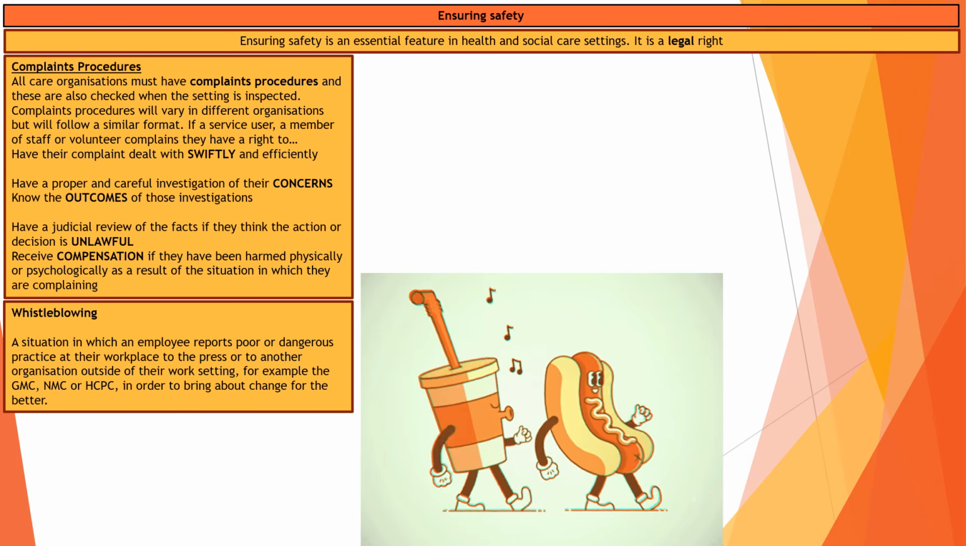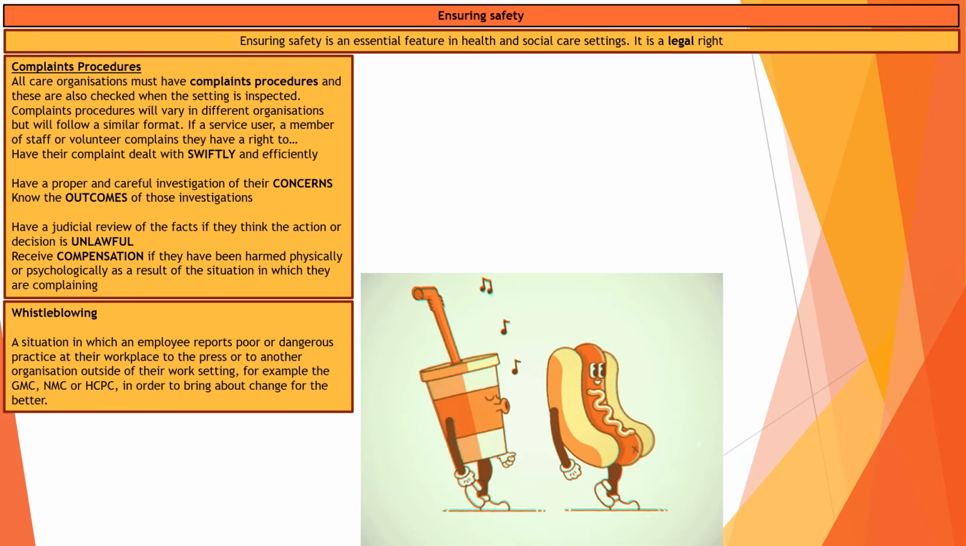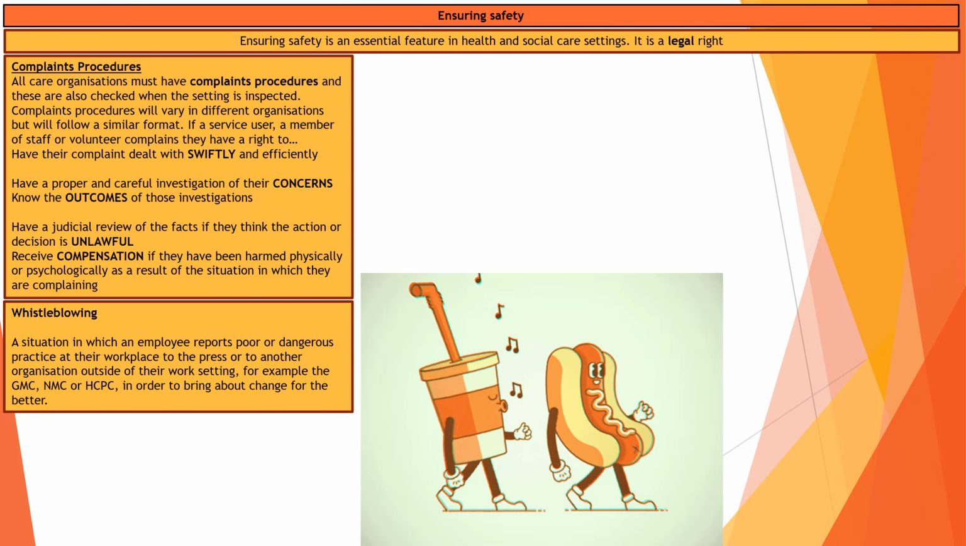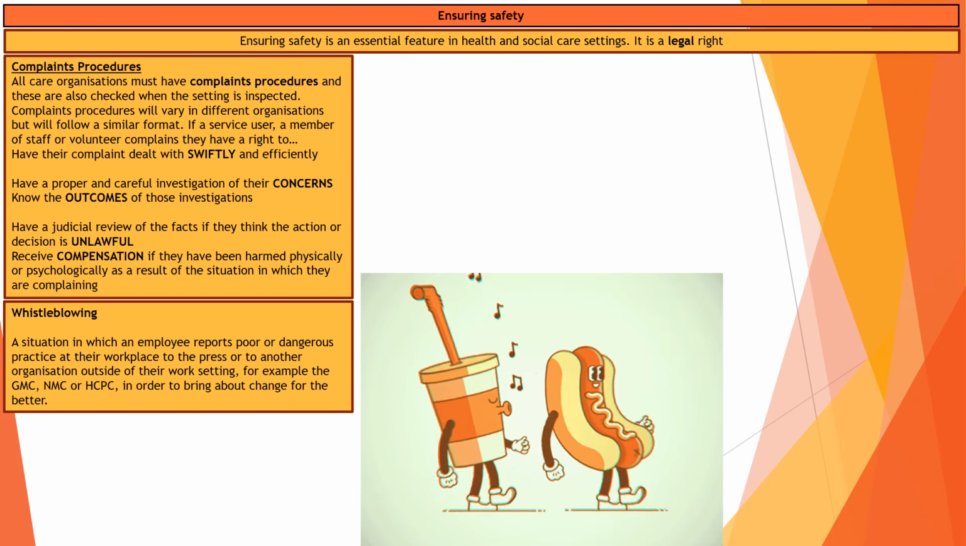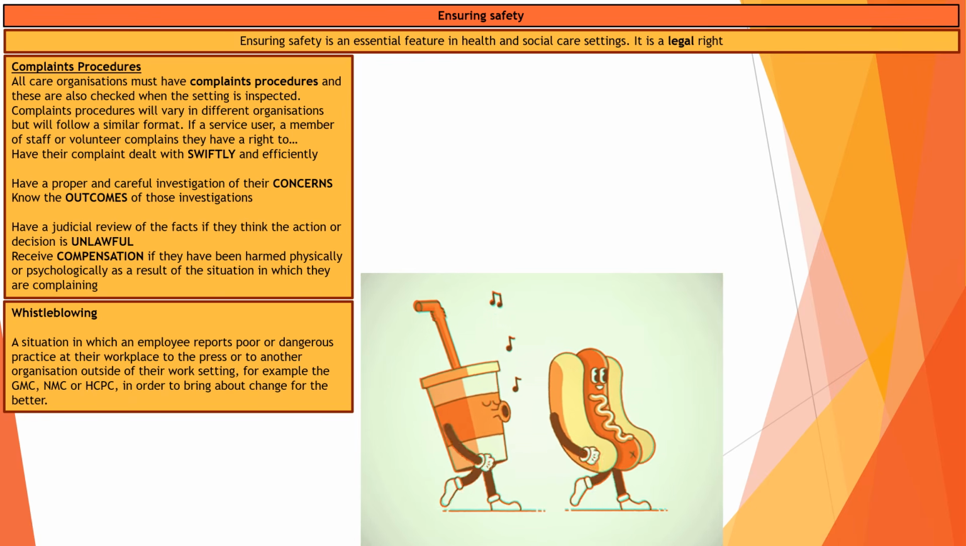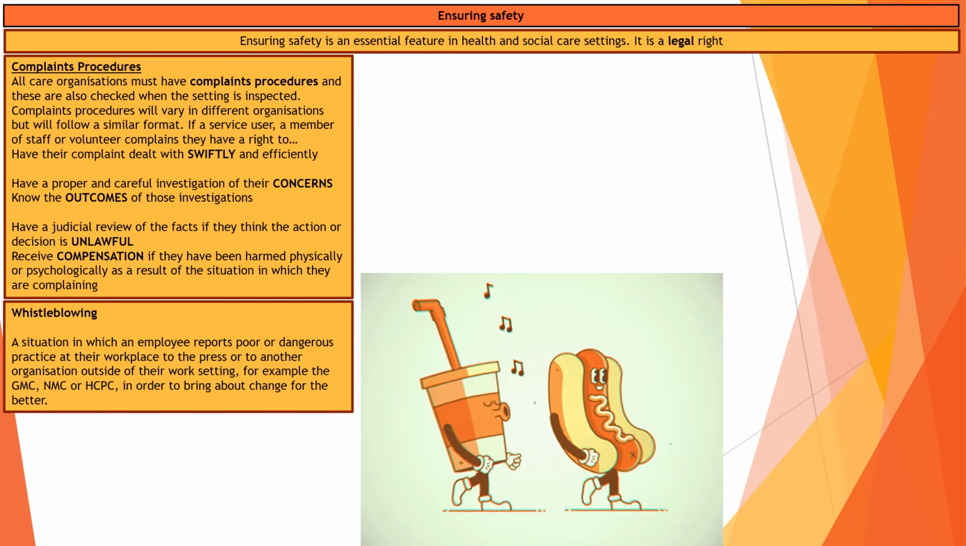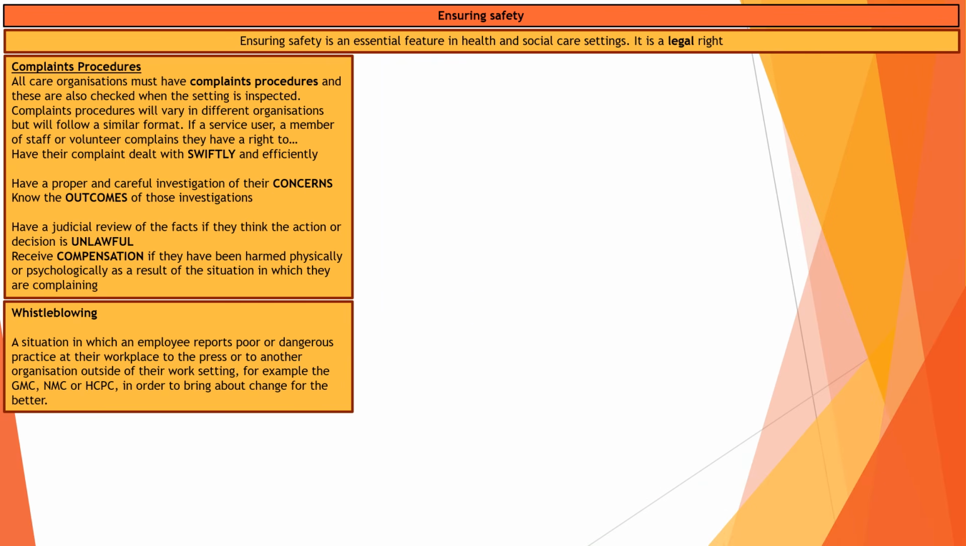If you make a formal complaint and you don't feel it's been addressed or dealt with, you can then seek support or report it to other external agencies. That might be your regulatory body like GMC, NMC, HCPC. It could be going to the police, it could be going to the press, but essentially the goal is you're trying to bring about improvements and change.